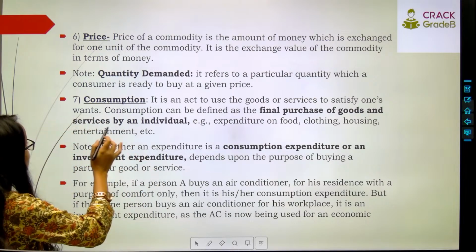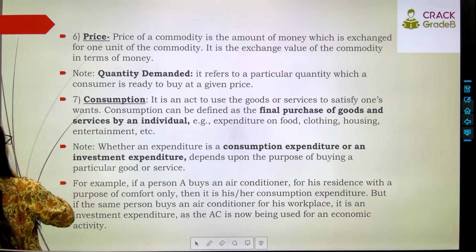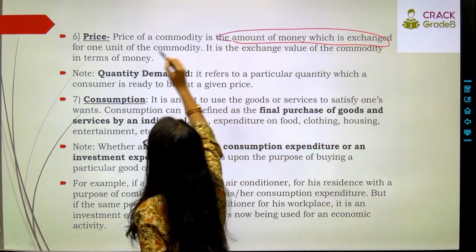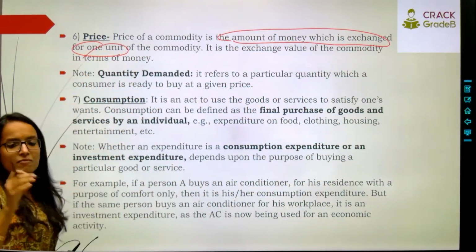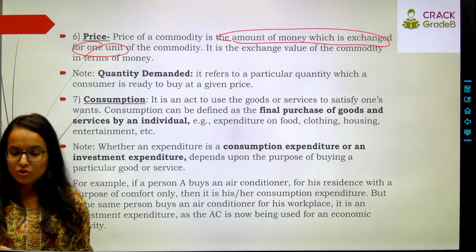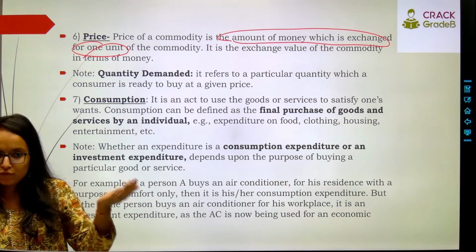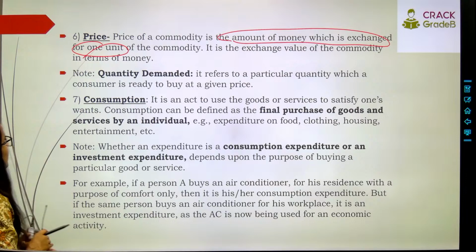So what is price? Price of a commodity is the amount of money which you are able and willing to pay for buying one unit of that product. So price is nothing but the exchange value in terms of money for a product.